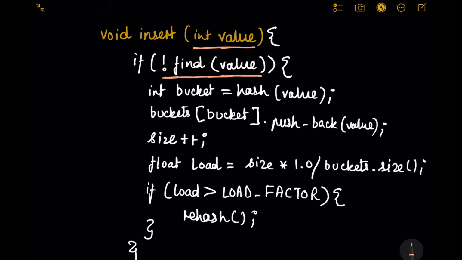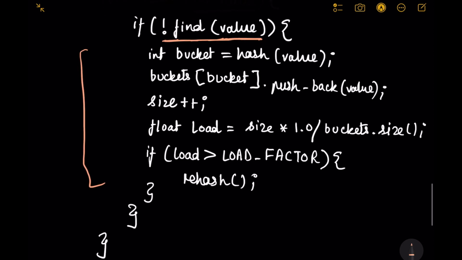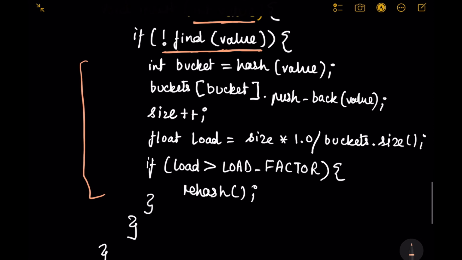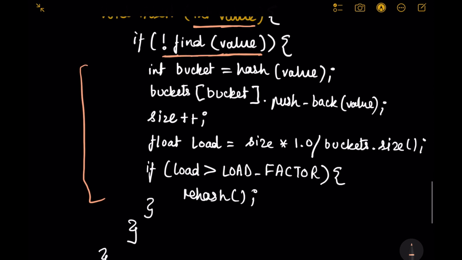So in case it returns false, then we have to do all this computation or insert it into the map. If it's not, then we can simply skip all this and return from this method. Now what we do is that first we will find the bucket in which this value needs to be inserted. So the hash helper method returns the bucket in which this value needs to go, and we simply add this value in the bucket where it had to go in.